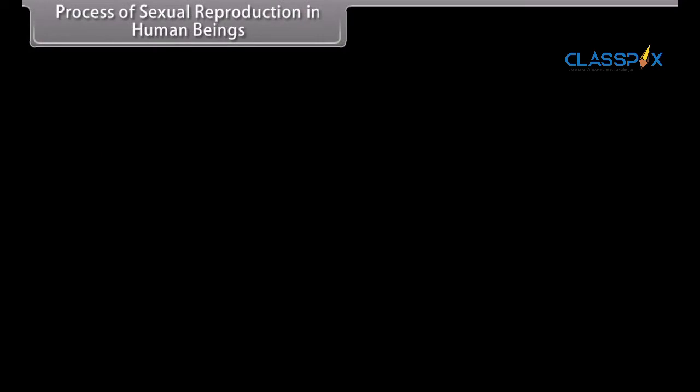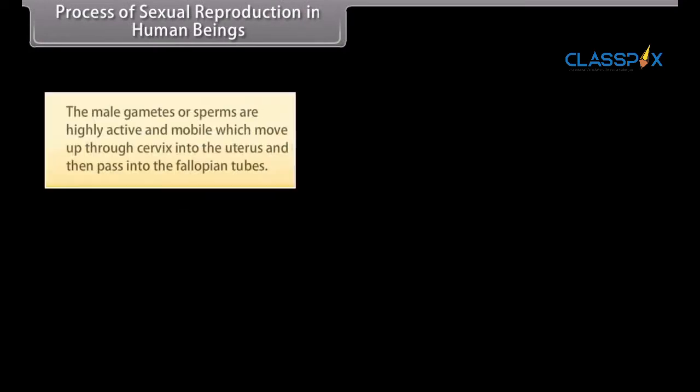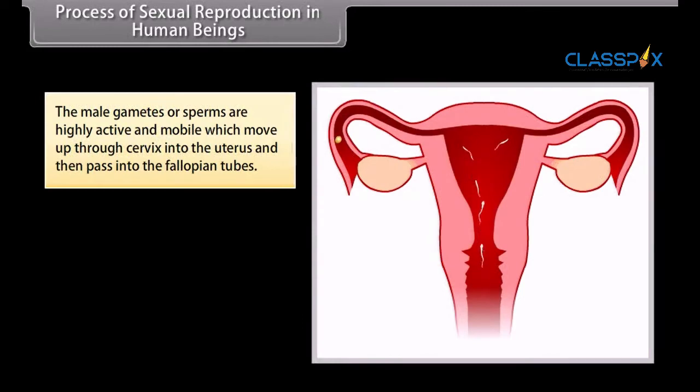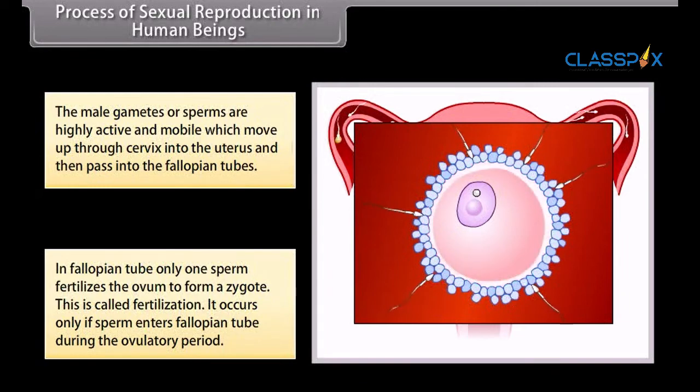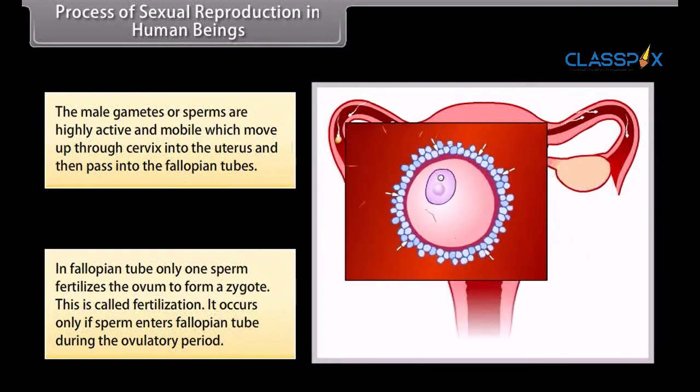Process of sexual reproduction in human beings. The male gametes or sperms are highly active and mobile, which move up through cervix into the uterus and then pass into the fallopian tubes. In fallopian tube, only one sperm fertilizes the ovum to form a zygote. This is called fertilization. It occurs only if sperm enters fallopian tube during the ovulatory period.